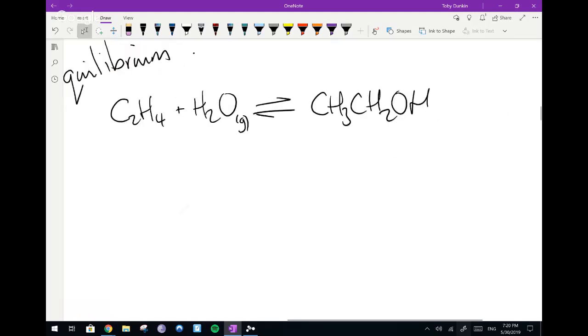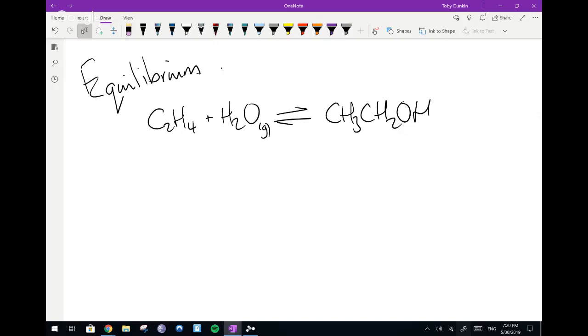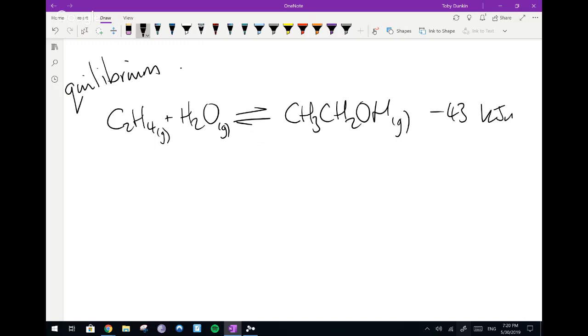Anyway, not that it matters. So let's just look at this particular example in making ethanol. We want to know, now just to let you know that there is minus 43 kilojoules per mole over there. We get given little bits of data.